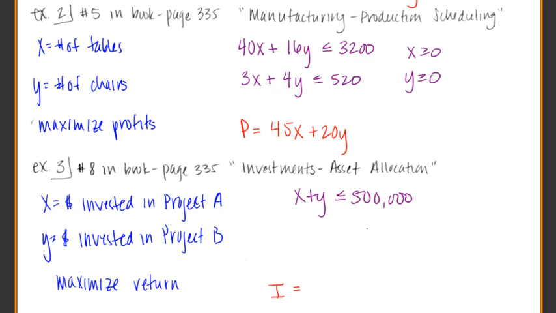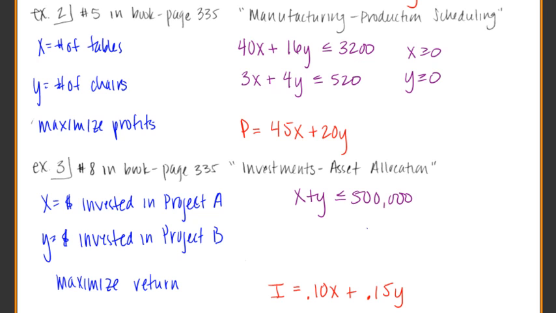I is interest, and it says Project A yields a 10% return on all of its investments. So 10% times X, 10% of all that's invested in project A, you're going to get 10% back of it. And then, for a fact, we know with project B, we're going to get 15% back. It's a little riskier, but we're going to get 15% back. So 15% of everything that I invest in project B, I'm going to get 15% back.